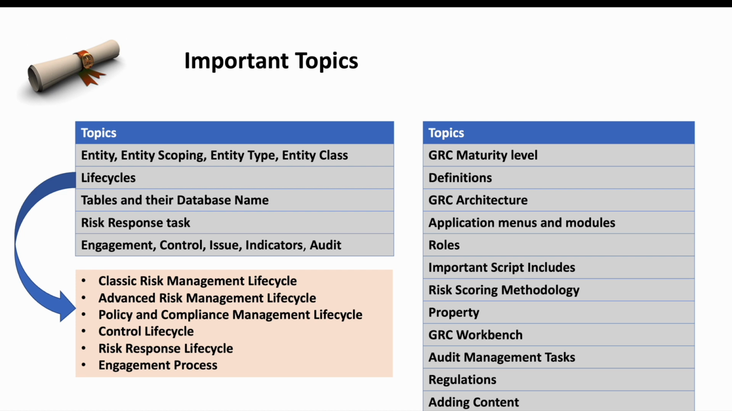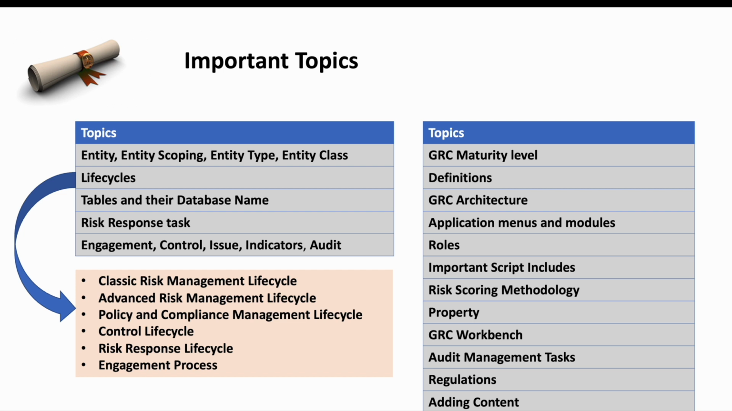Go through some important GRC applications and modules. Here you will have to remember how you can navigate to any specific module, like if you want to create entity type, how you will navigate, in which application you will find it. For example, for creating entity type you will have to navigate to the Policy and Compliance application, then Scoping, then Entity Type.